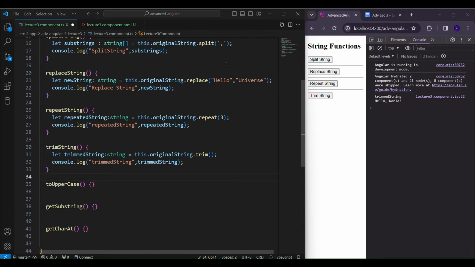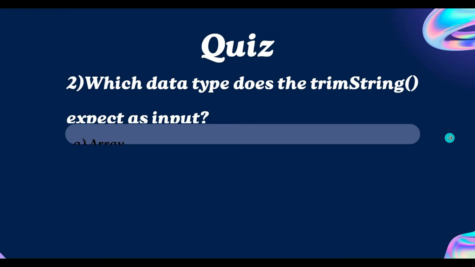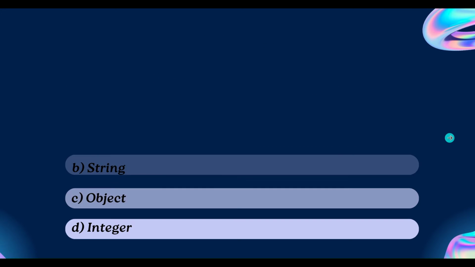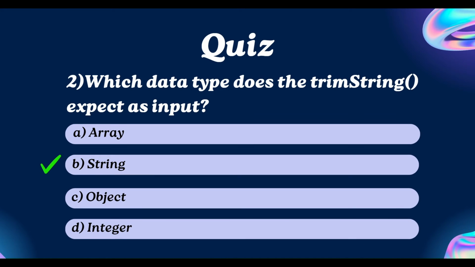So now let's have a quiz question on this. Which data type does the trim string expect as input? Comment the answer below by pausing the video. So the correct answer is string. The trim string expects the input as always string.